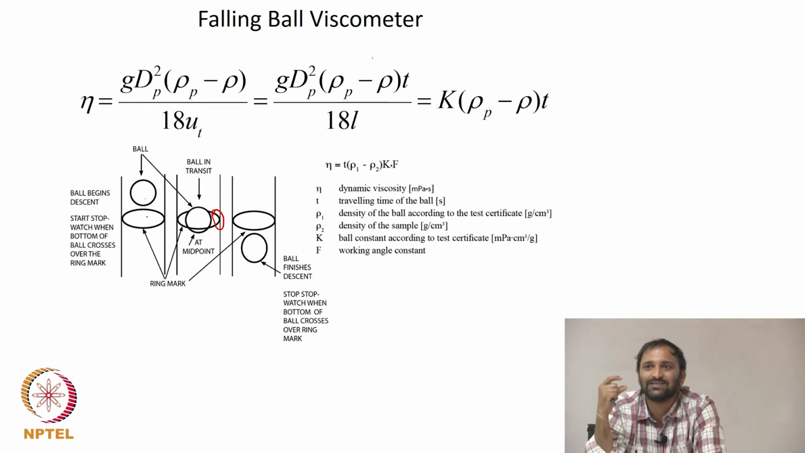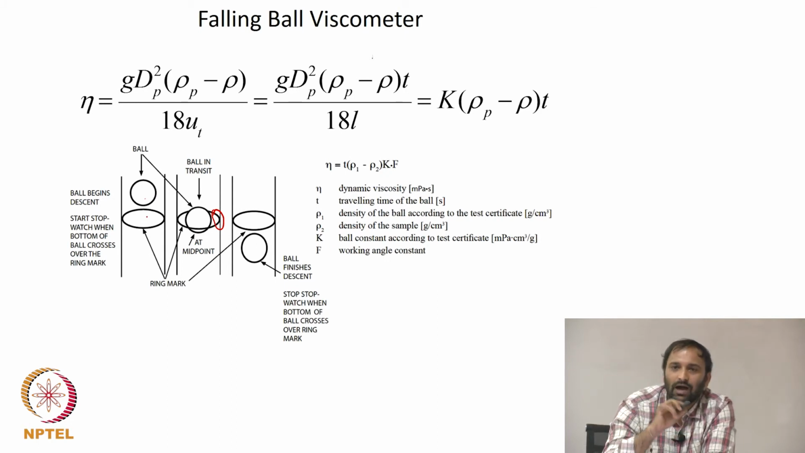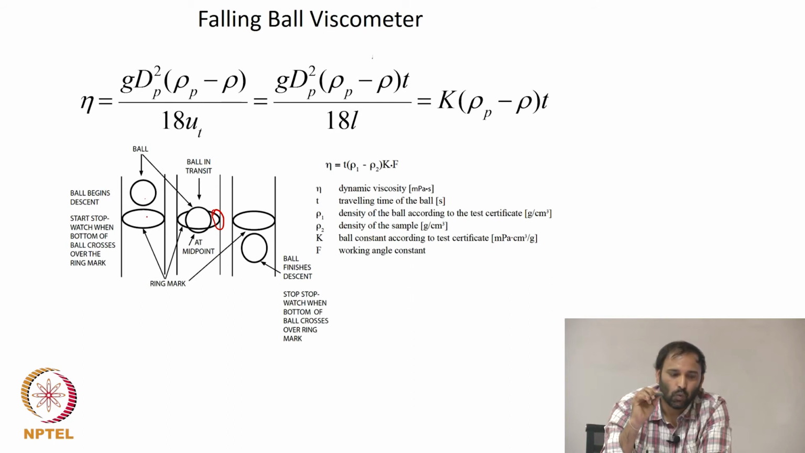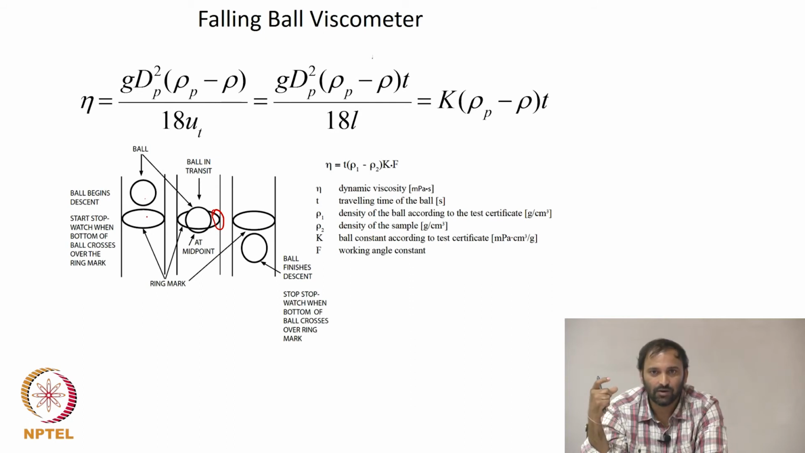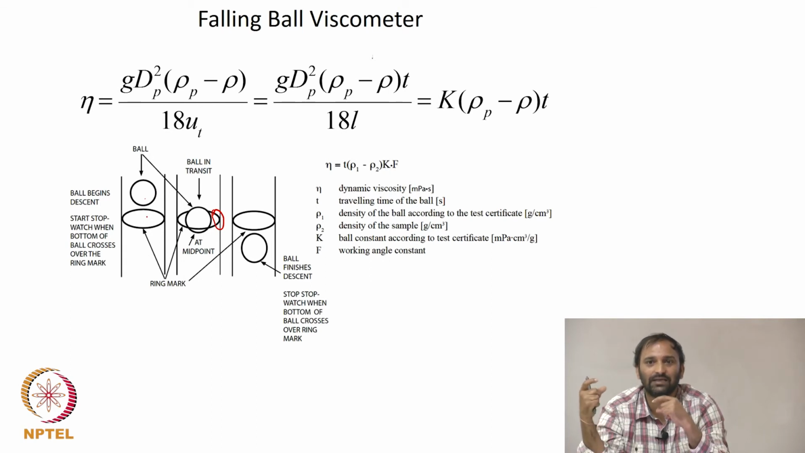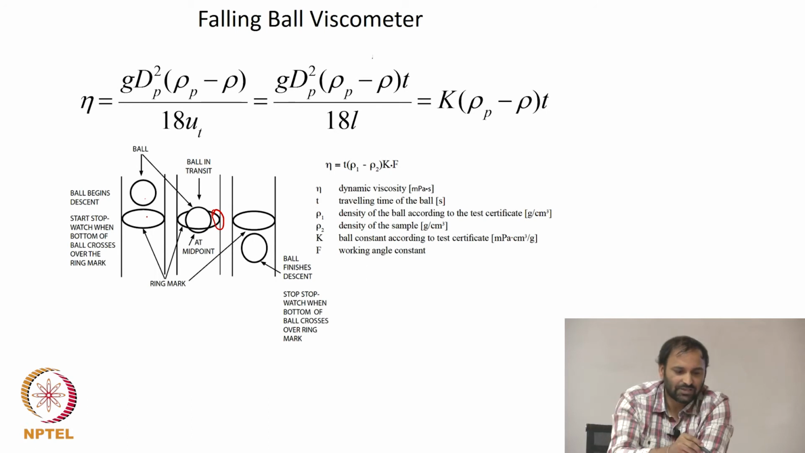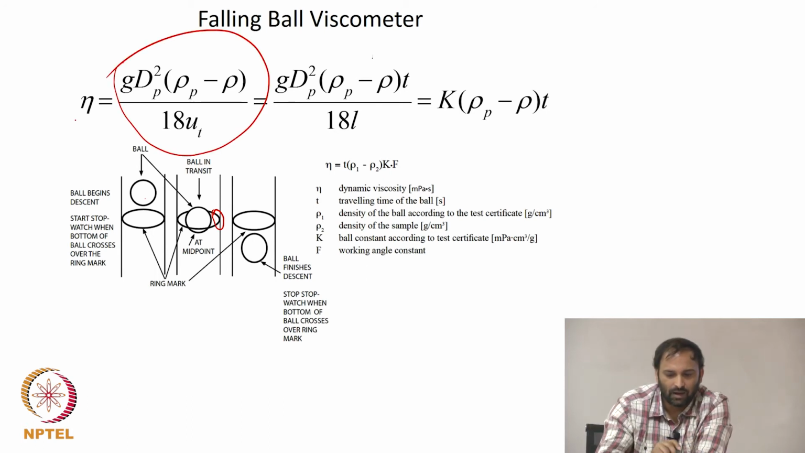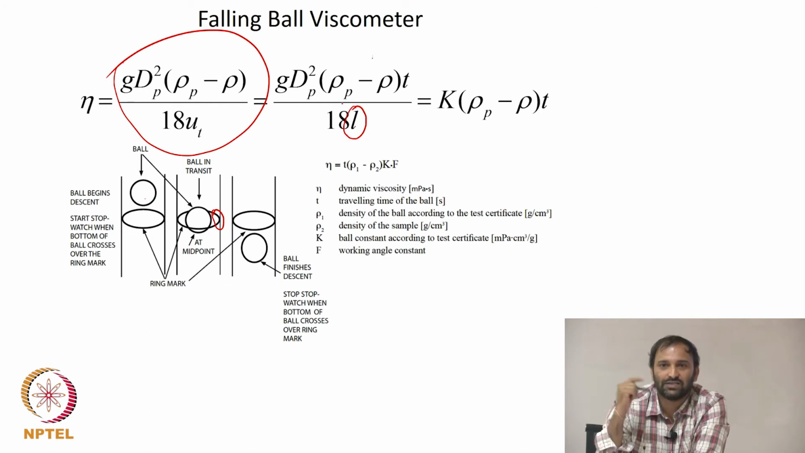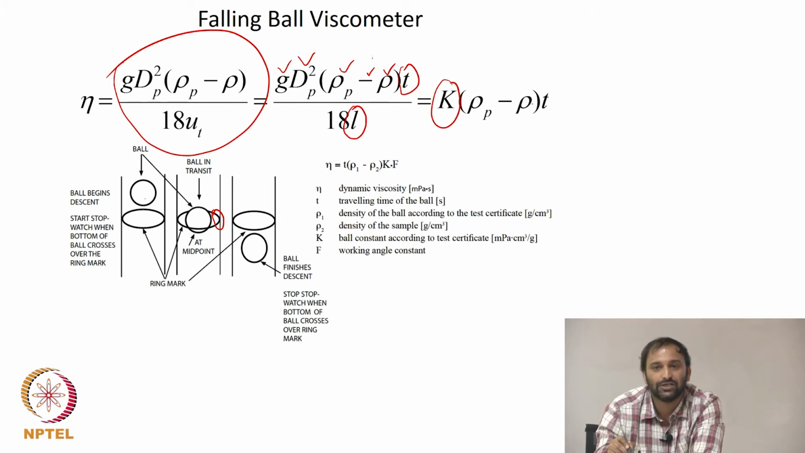Therefore, in that sense, it will travel a distance equal to the diameter of the particle in some time. So I have a way of measuring the distance it travels and the time it has taken to travel that distance. I can measure that length and time, and because everything else is constant, I can write this as k times (rho p minus rho) times t.